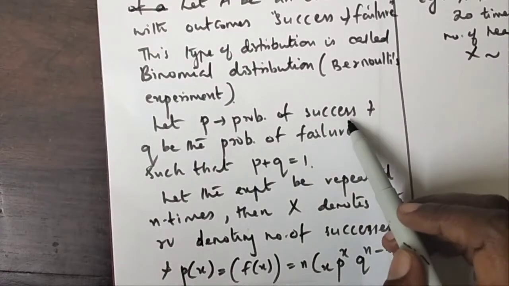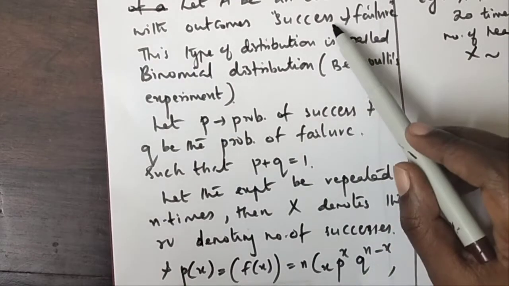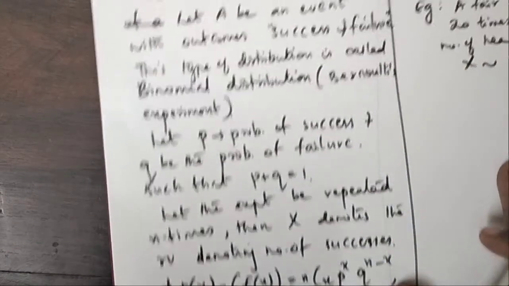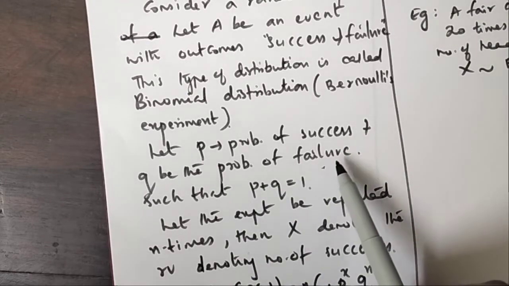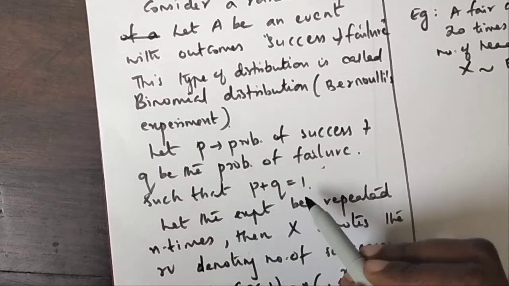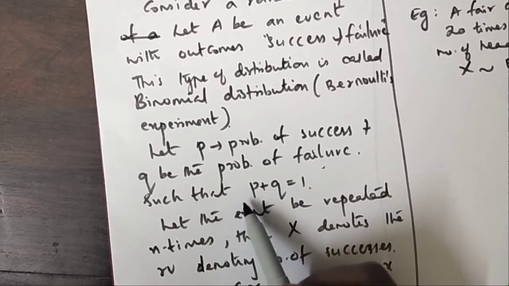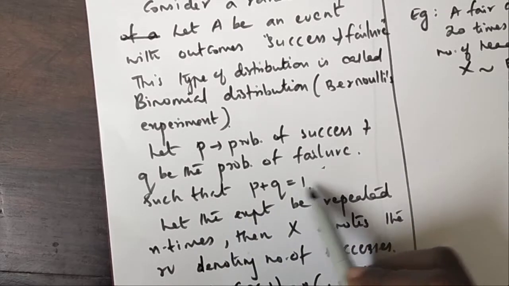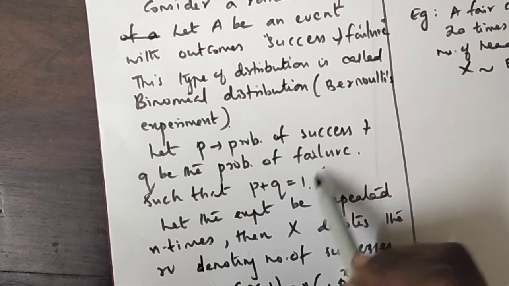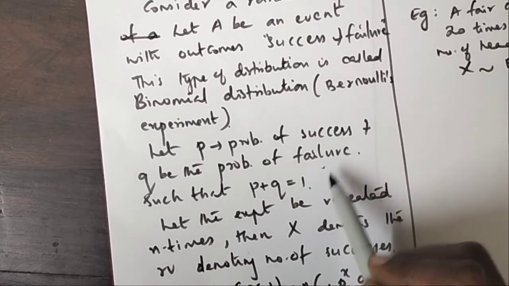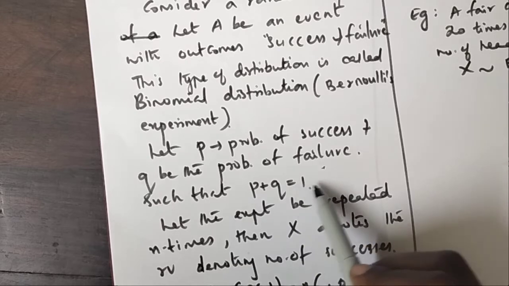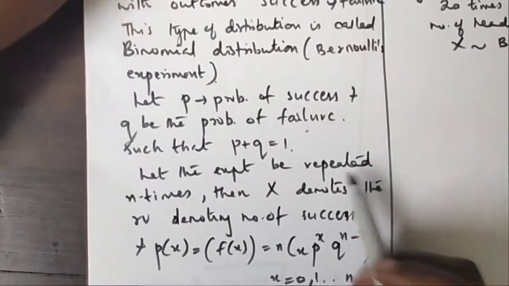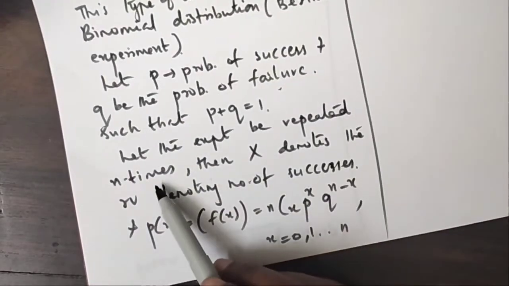So let P be the probability of success. The outcomes are success and failure. Let P be the probability of success and Q be the probability of failure, such that P plus Q is equal to 1, because the total probability is 1. Here success and failure are the only outcomes, so the sum of the probabilities is 1. And let the experiment be repeated n times.